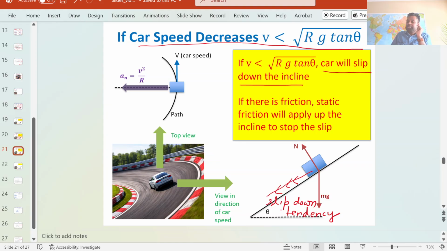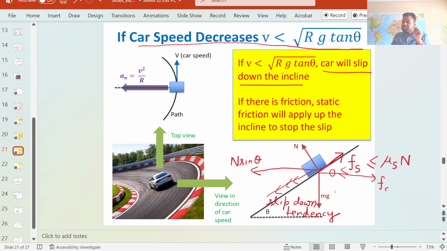So slip down tendency. In this case, the ground will apply a static friction upward, and that will be anywhere between 0 and mu Sn. Okay, anywhere between 0 and mu Sn. And now what will happen? You are going slower, right? And the force in this direction is n sine theta, and this force here is going to be Fs cosine theta.